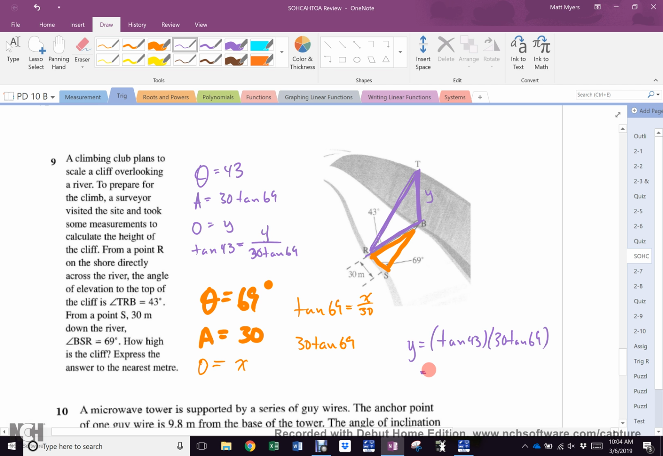And what is your answer? To the nearest meter? He waited patiently. 73. Let's go! Nice job, Jessica. Thank you. Out of 2, because the triangle was drawn for you.